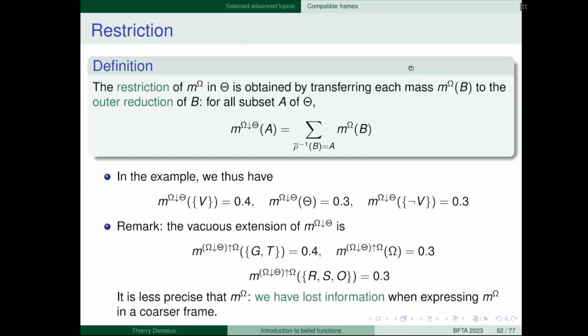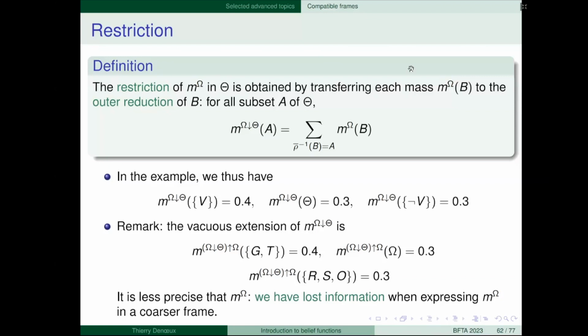So now, if you have some mass function on omega, you define its restriction to theta by transferring each mass m of B to the outer reduction of B. So you take each mass m of B, and it is given to the outer reduction of B. For any A in theta, there may be several B in omega with outer reduction in A, so you have to sum up these masses. You denote this operation by a down arrow. And so here, starting from the previous mass function in omega, we get this.